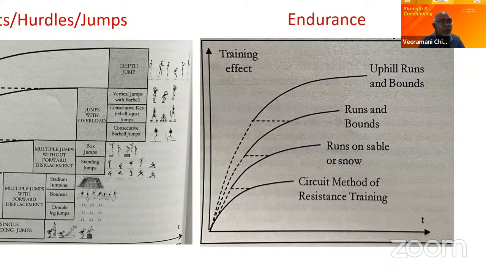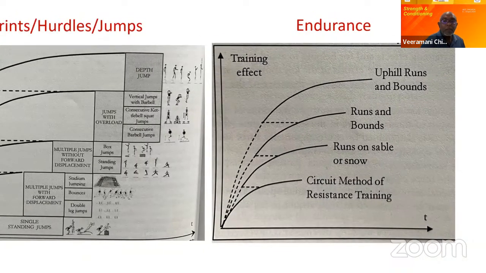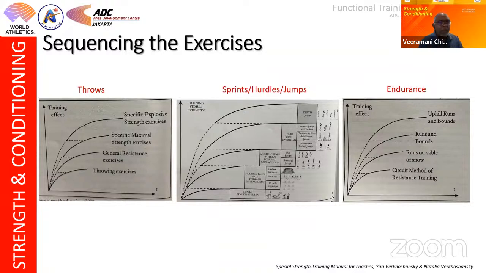Running on snows can be replaced by what I call running on exercise mats that we can always use on the high jump mattress or pole vault mattress. So again, to create that resistance that we're looking for. Okay, so these are some of the exercises we have that we can use.